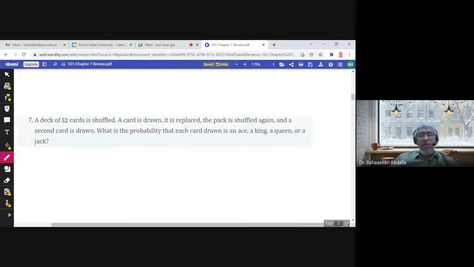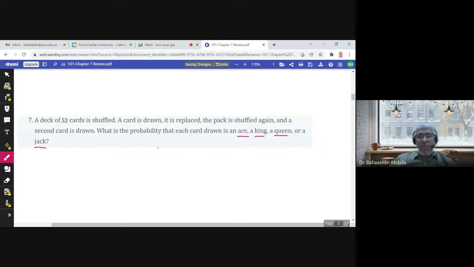A deck of 52 cards is shuffled. A card is drawn. So select one card and it is replaced. We put it back. The deck is shuffled again and the second card is drawn. So this is selecting two cards with replacement. What is the probability that each card drawn is an ace, king, queen, or a jack?